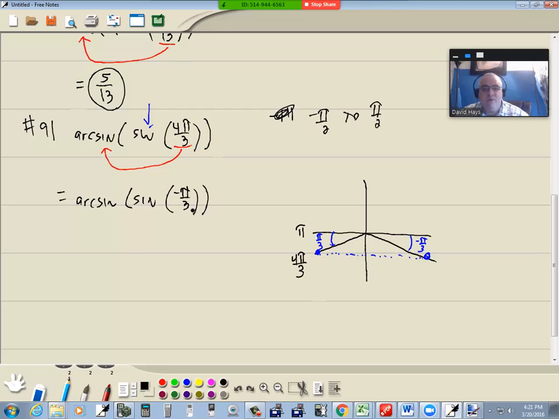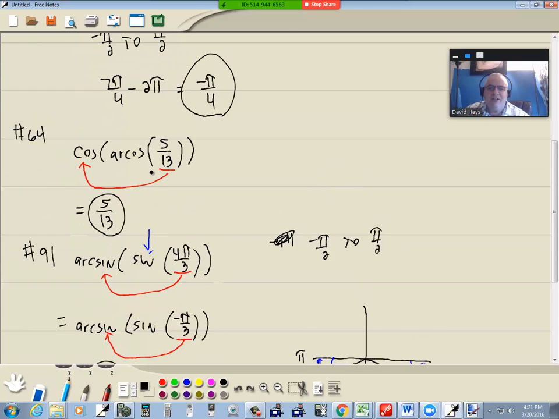And why do I do that? Well, -pi over 3 is between -pi over 2 and pi over 2, and that's what our goal is. And now this value here is valid for arcsine. And if it is valid for this outer function, then arcsine and sine are going to cancel each other, and our answer is -pi over 3.